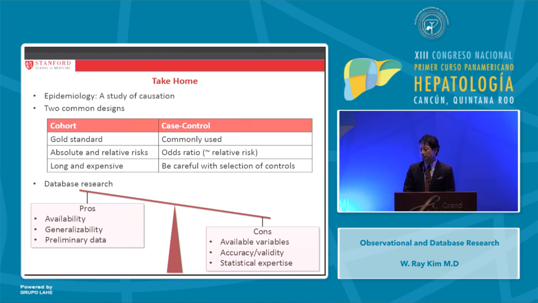However, it has some cons. The database is what the database has. So if you have a question that is not addressed in the database as a variable, then obviously you cannot do the research. The data were collected by someone else, so you trust them to have accurate and valid data, but you don't have a guarantee for that.